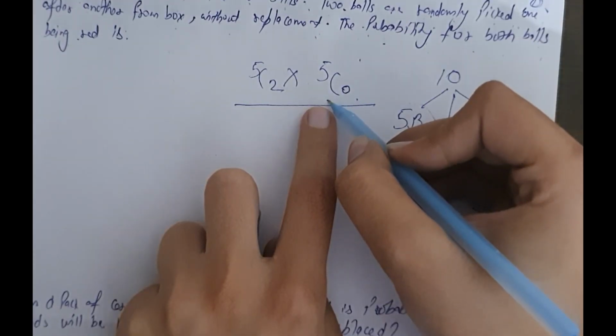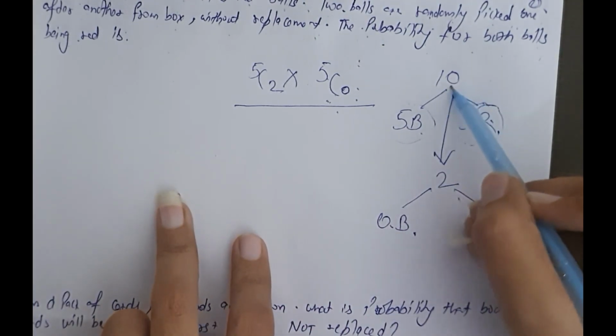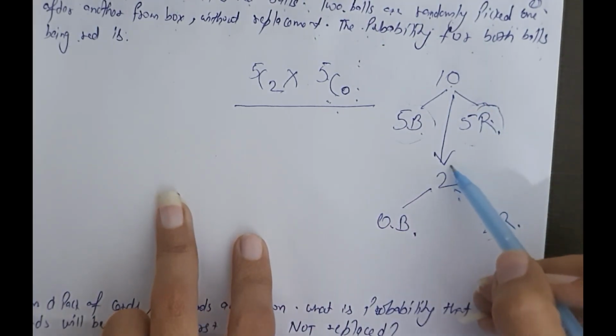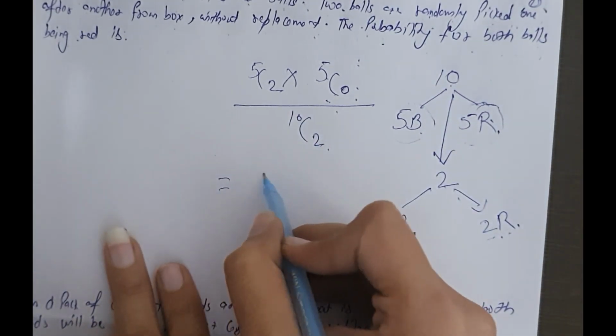Now, it is our choice whether to write it or not. How many total balls are there? That is 10. From 10, how many are we choosing? 2. That is 10C2. Now the answer will come out to be 2 by 9.